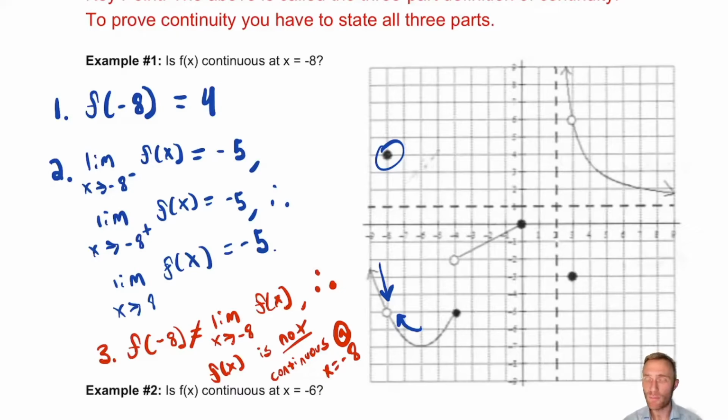So we're taking what seems like a pretty intuitive definition. Oh yeah, can't pick up your pencil. No breaks, no jumps, no holes. And we're making it super formal. You show what the function is defined as at that point. You show what the limit is. And if they're the same, you can say they're continuous.